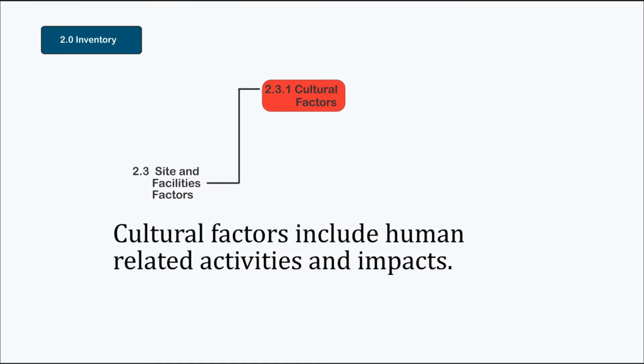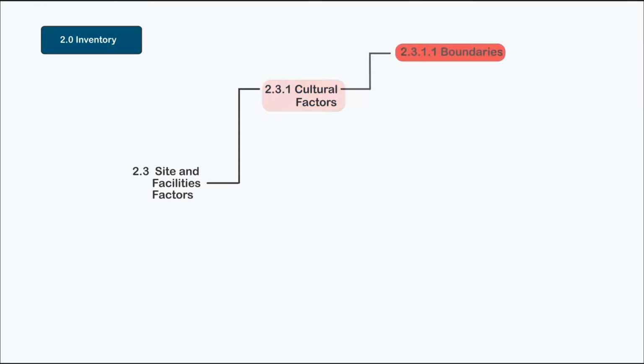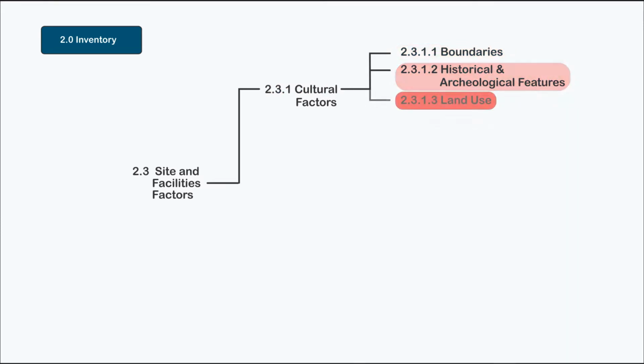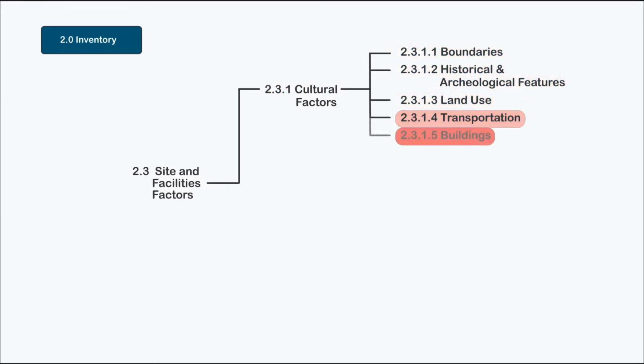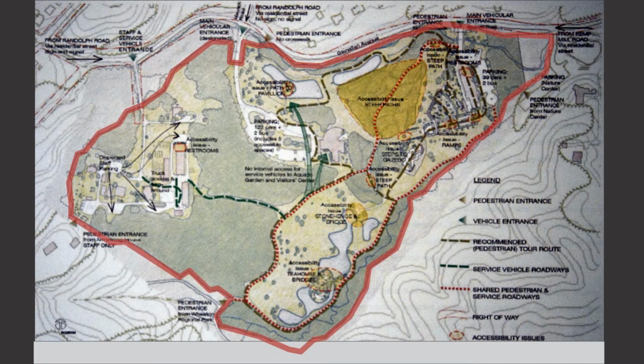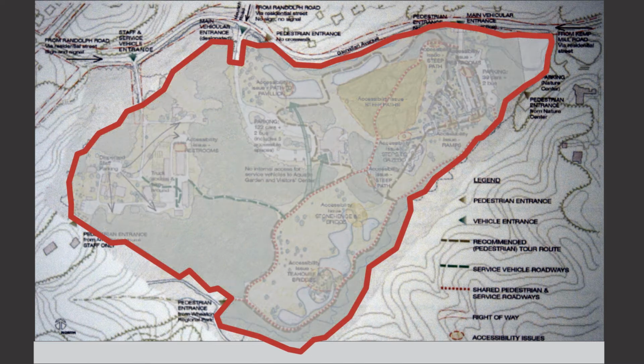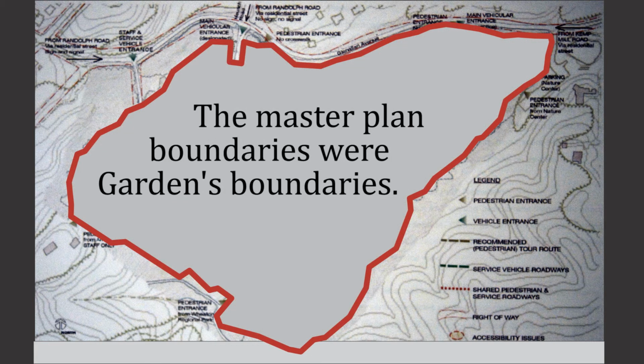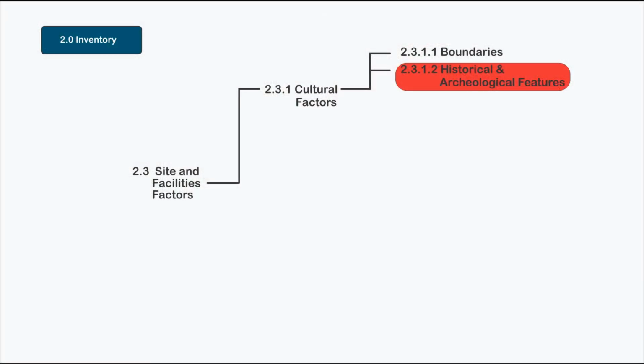Cultural factors include human-related activities and impacts such as boundaries, historical and archaeological, land use, transportation, buildings, and utilities. The boundaries determine the study area. Usually the boundary is the physical boundaries of the property, but it can be a partial area of the study area also. Begin the search for historical and archaeologically significant features at the local historical society.